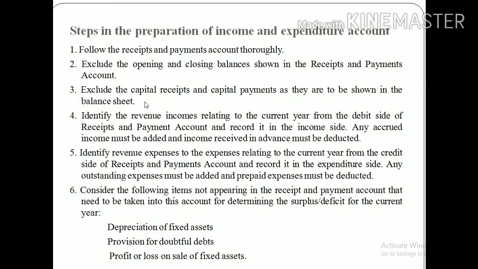In the case of preparing the receipts and payment account, we have to include the capital receipts, capital payments, revenue receipts and revenue payments. But in the case of preparing the income and expenditure account, we exclude the capital receipts and capital payments as they are to be shown in the balance sheet only.